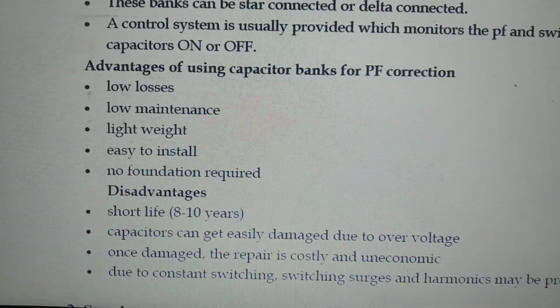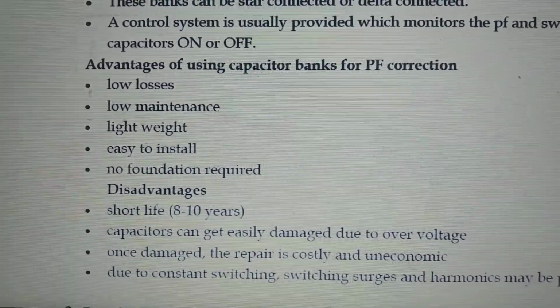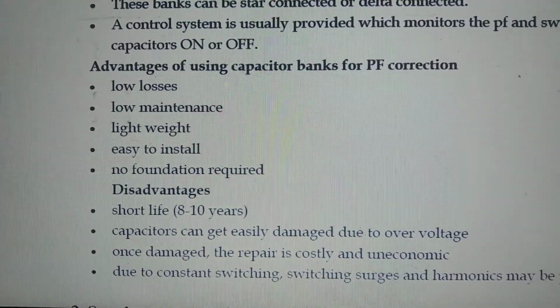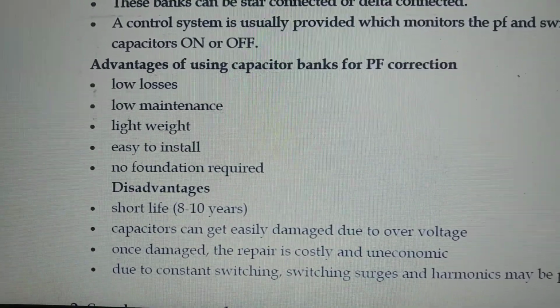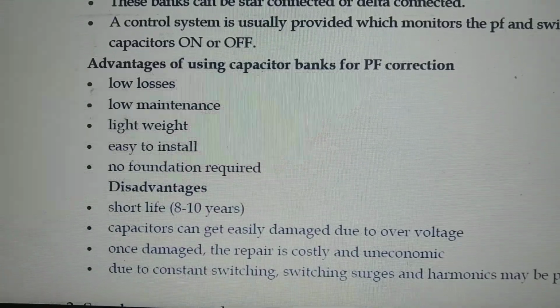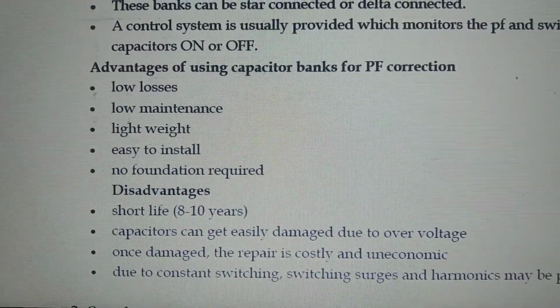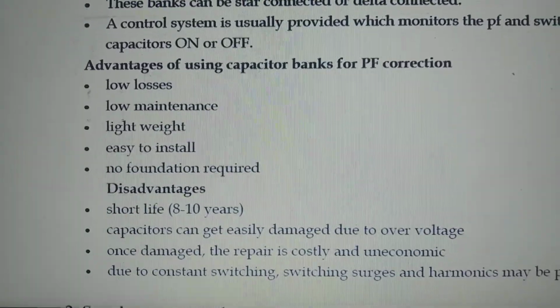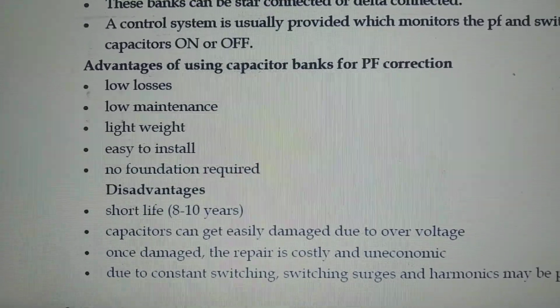We'll see the advantages: low losses, low maintenance, lightweight, easy to install, no foundation required. Disadvantages are very few. Short life, meaning we can use them for 8 to 10 years. Capacitors can get easily damaged due to over voltages.